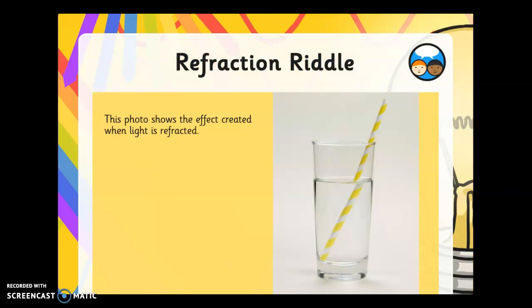So this photo shows the effect created when light is refracted. So I will repeat. When light travels from one transparent medium, which is the air, to another transparent medium, which is the water, the light is going to bend or change its direction. For this reason, we are going to see the pencil as if it is broken.